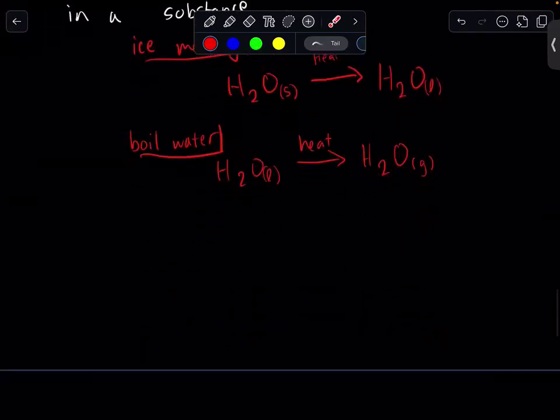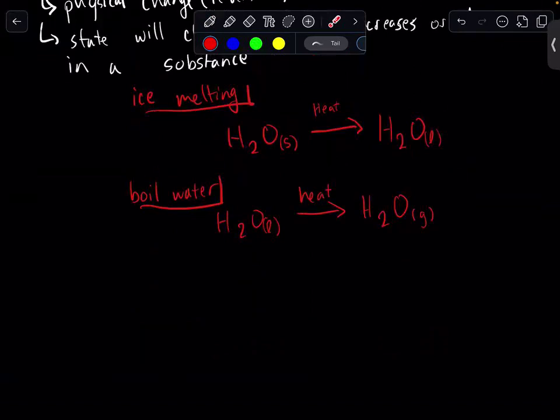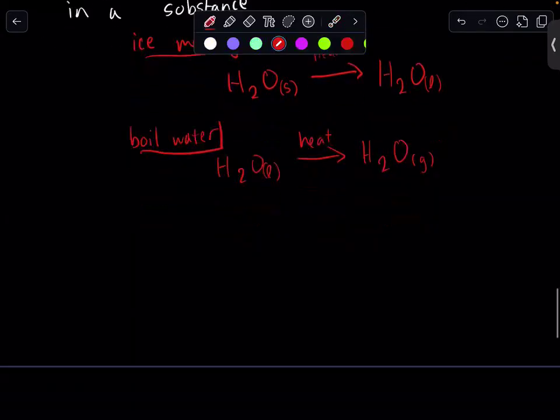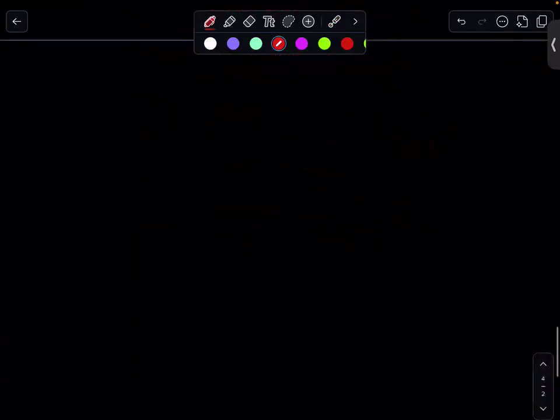And these changes are reversible. You'll notice that when it's hot outside and you have a cold glass of ice water, the gaseous water in the air will condense into liquid water droplets on the outside of your cup. Furthermore, if you take the water in your cup and you stick it in the freezer, you will get some ice cubes that you can pop out of your ice cube tray. So these changes are completely reversible, and that's by removing heat. So the exact opposite.